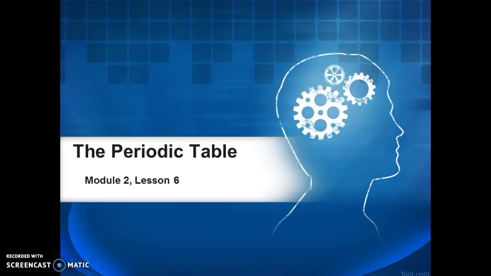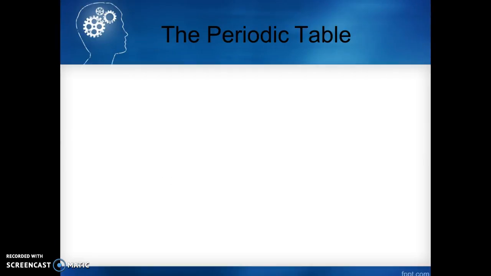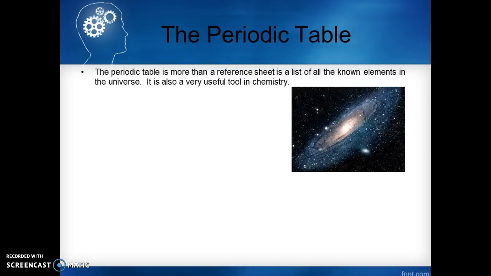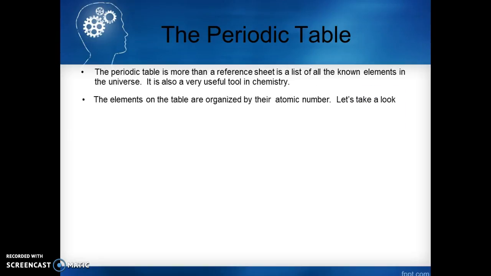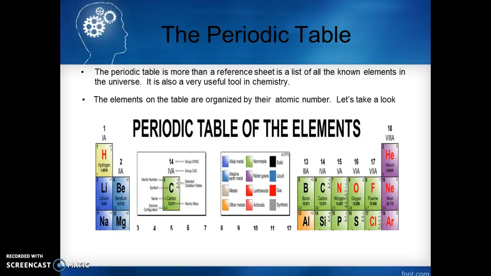Module 2, Lesson 6, the periodic table. So as you know, the periodic table is more than a reference sheet. It is a list of all the known elements in the universe, and it also is an extremely useful tool in chemistry. The elements on the table are organized by their atomic number.